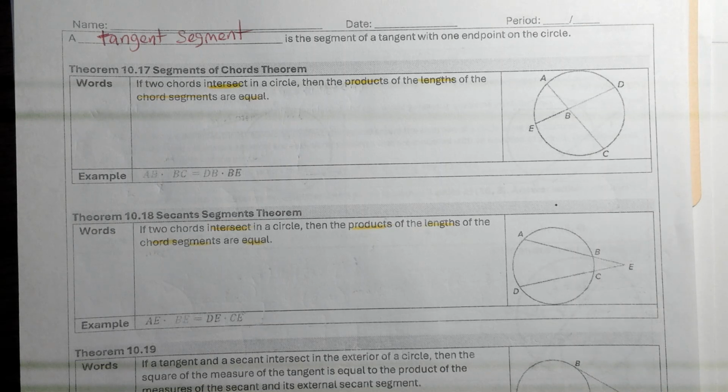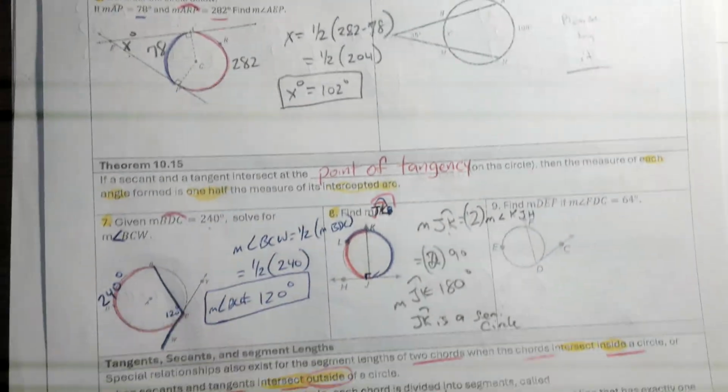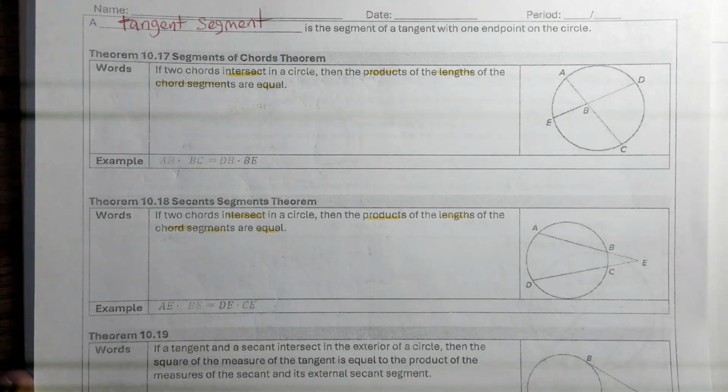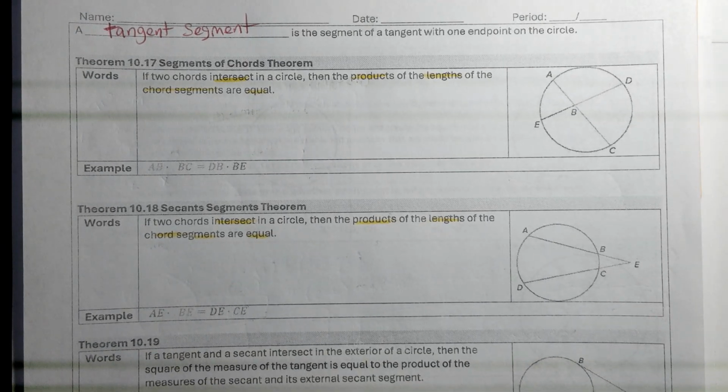Okay, page 7. So this is the rest of the notes. It kind of cut off into the next page. A tangent segment is a segment of a tangent with one endpoint in the circle. A secant segment has one endpoint in the circle, and then the external segment, I think it was what it said. Flip over. External. All the way down there. External, sorry. Okay. All right.